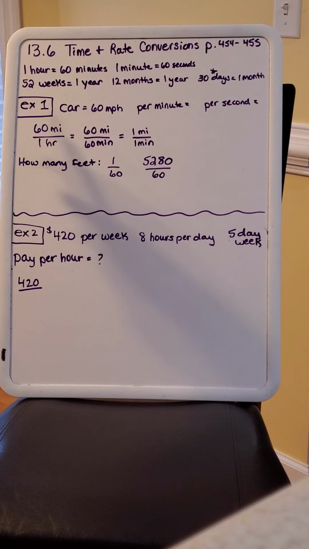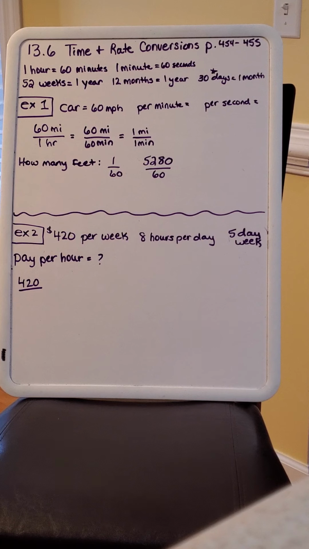So these are things that will not change. An hour is equal to 60 minutes, a minute is 60 seconds, there's 52 weeks in a year, 12 months in a year. For these problems, if they talk to you about a month, it's basically going to be 30 days as an average, unless they give you a specific amount of days. Just use 30 in your calculations.